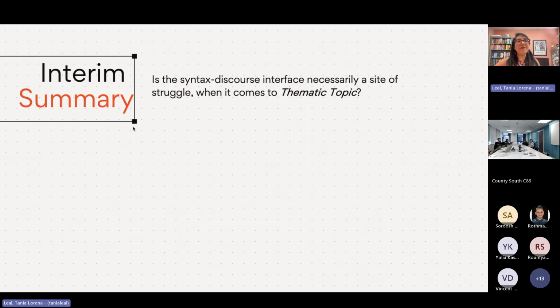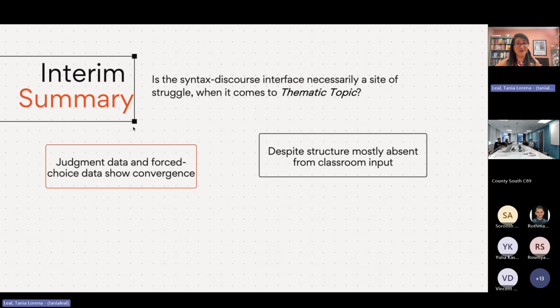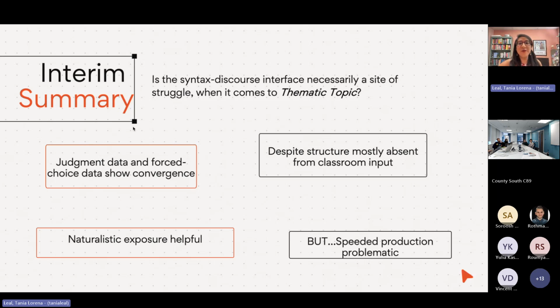So in terms of the interim summary, is the interface necessarily a site of struggle? When it comes to thematic topic, it doesn't seem to be the case, despite these structures being absent from classroom input. I mean, this is CLLD, which is a frequent one. CLRD is not even represented anywhere. So we would not expect even teachers to know this. So we do find that naturalistic exposure and the contextual information is very helpful. But we did find one little snag with the speed of production. And that is also true.